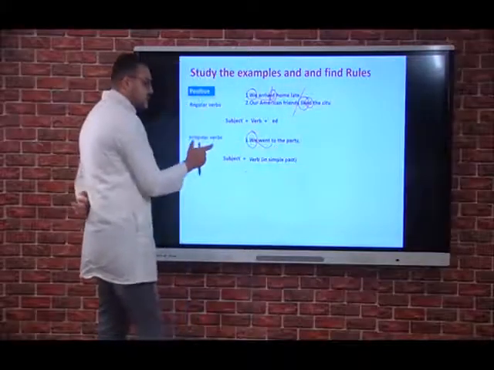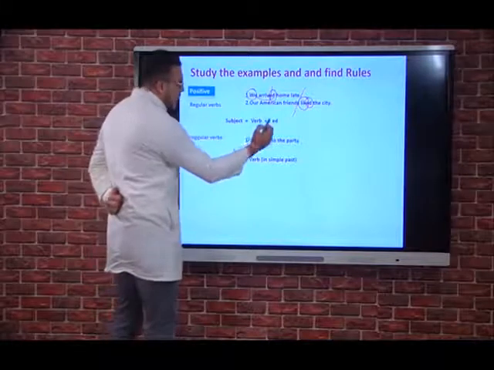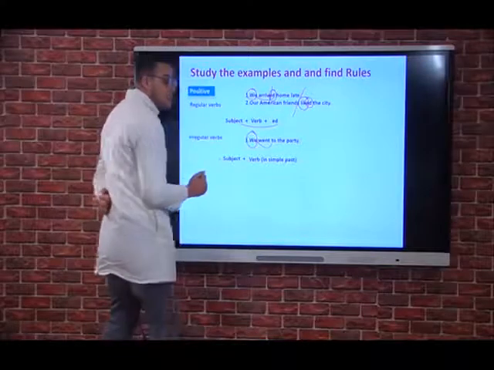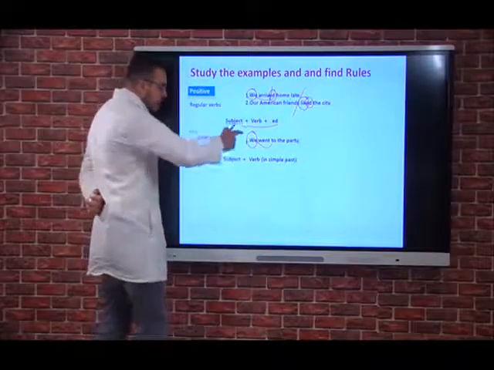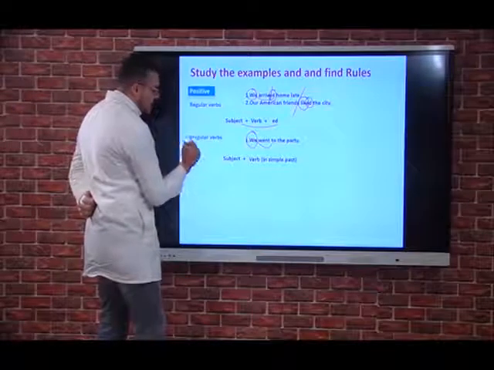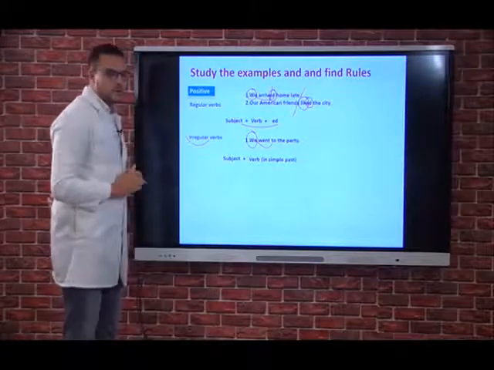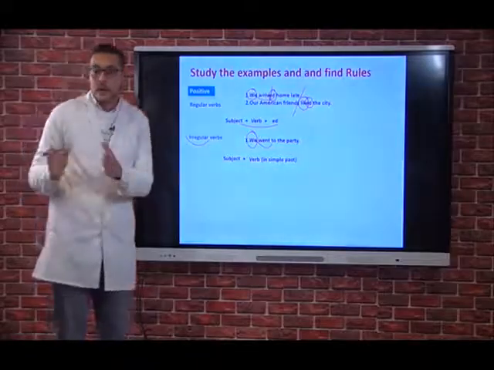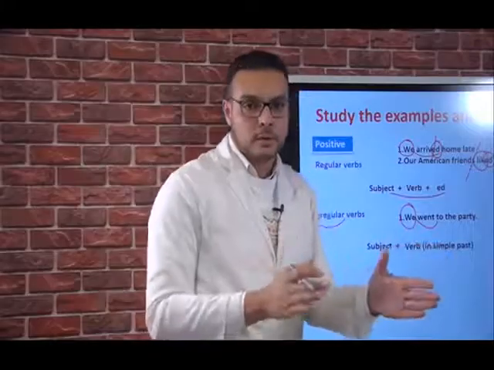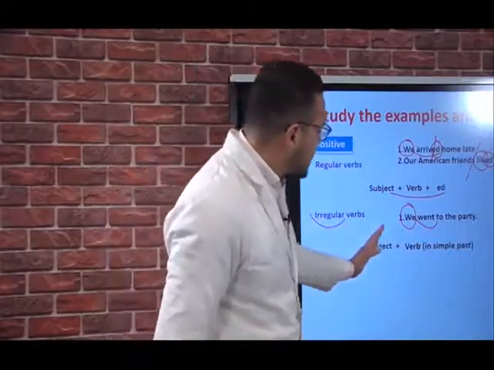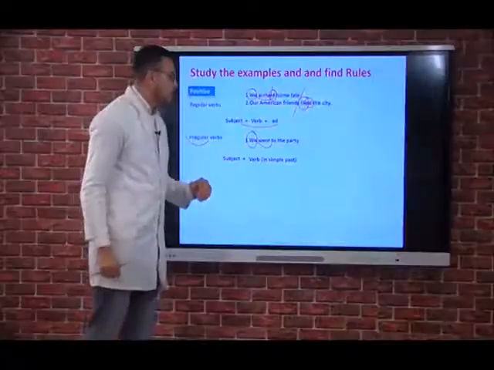As you see in here, so we change. We don't have this form anymore. So we change it. So we have irregular verbs, which means verbs that are not normal, they are abnormal, okay? So subject plus verb in the simple past, okay?